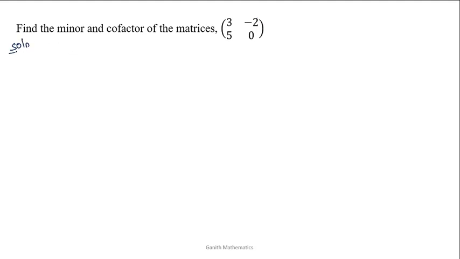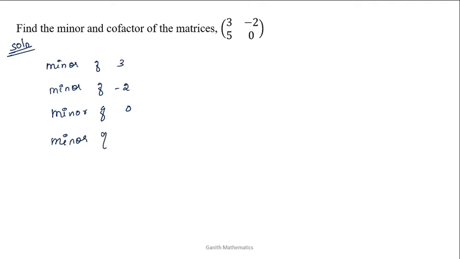Solution: minor of 3, minor of -2, minor of 0 and minor of 5. So that is what we are going to find. Then we'll move to the cofactor.